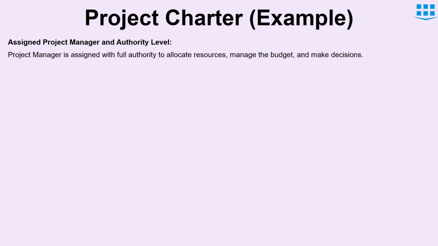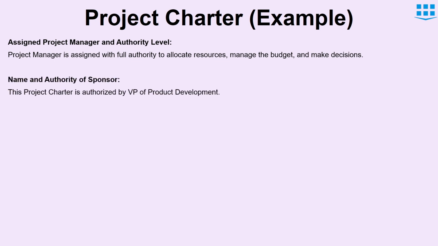Now we can write the authority level of the project manager. This project charter not only defines the role of the project manager, but also assigns it the level of authority. At last, we write the name and authority of the sponsor. This project charter is authorized by VP of Product Development. So this was a typical example of a project charter. It can vary depending on the requirement of the project.